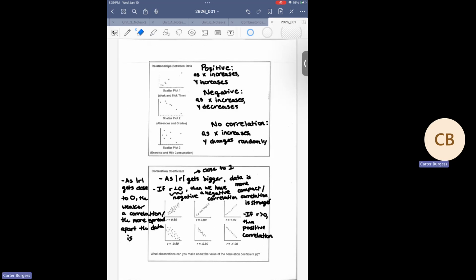All right, any questions about our correlation coefficient, the information that we're gaining from it, anything like that?